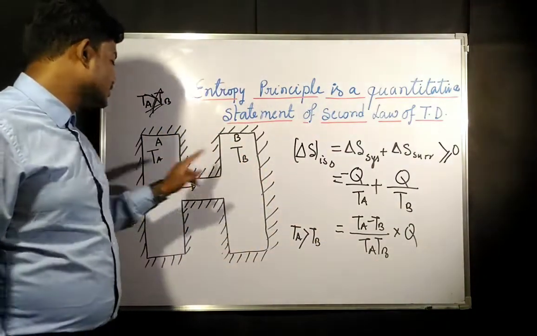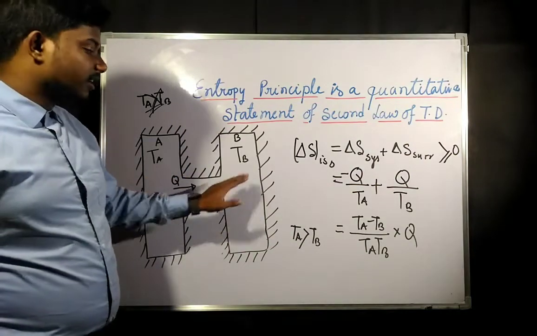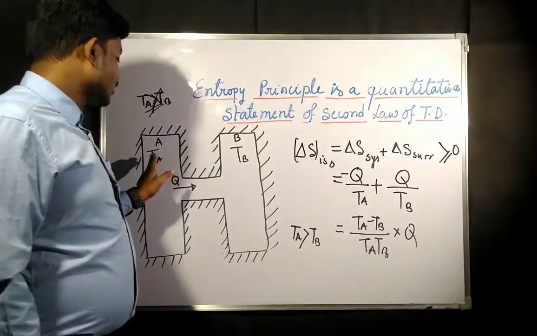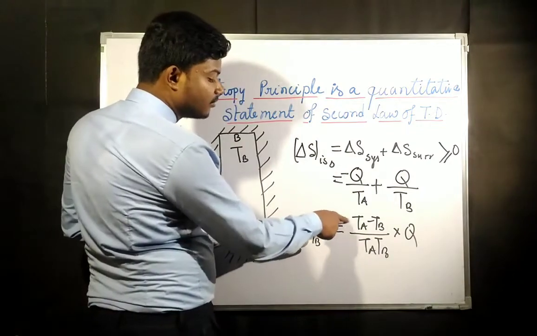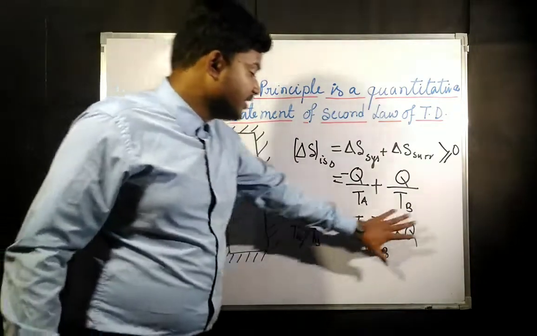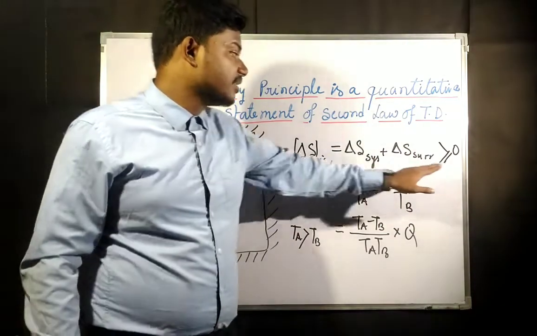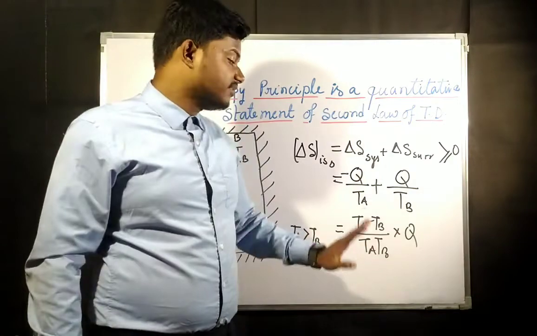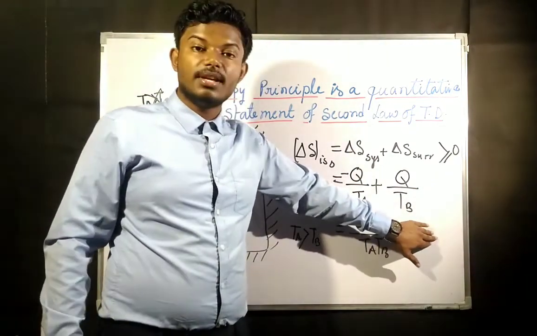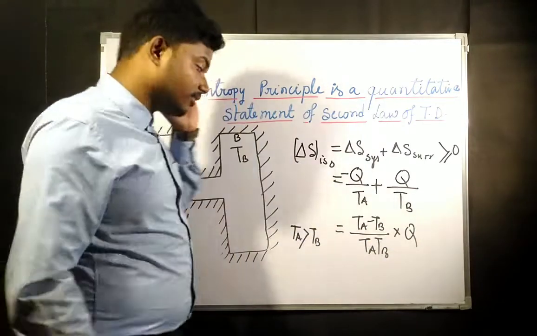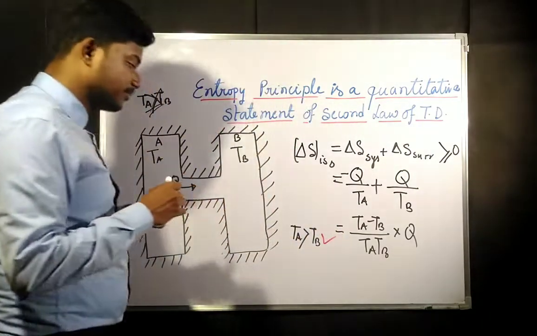Tb and Ta individually cannot be negative because this is the absolute temperature. So individually they are not negative. So we can say that if Ta is greater than Tb, this thing is going to be positive, and according to our principle, the entropy change of an isolated system can be greater than or equal to 0. So if Ta is greater than Tb, then this is going to be positive, that means greater than 0. This can be possible.